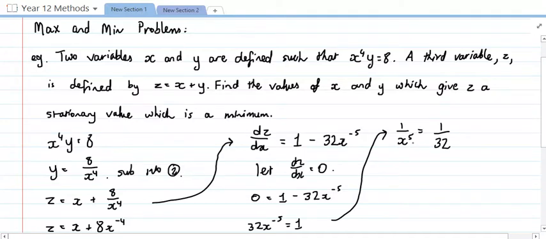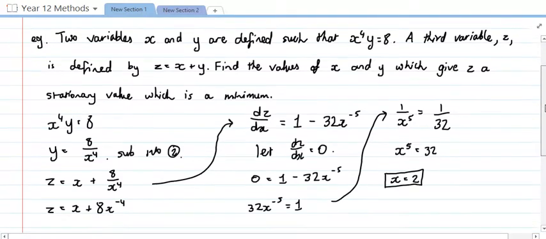And, well, we can basically see just by comparing these that, well, 1 is in both the numerators, so these denominators must be equivalent. So we can say that x to the 5 is equal to 32. And so that gives us x equals 2. So that's just one of our values.